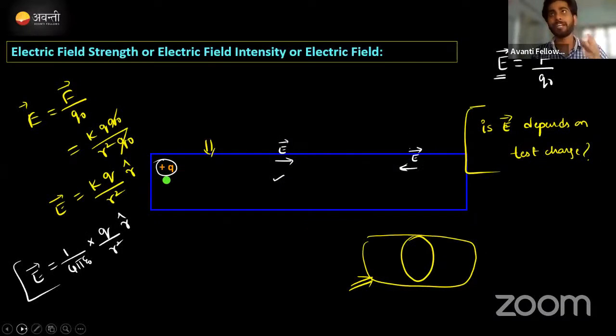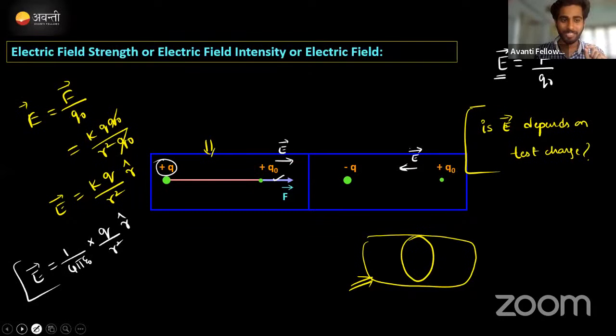For a positive charge, what is the direction of the electric field strength? I told you that the force acts in a direction, and in the same direction the electric field intensity will act. If a positive charge is there, we take a test charge Q naught. From a positive charge, electric field lines go away from the charge, means in this direction. The force acting on the test charge will be in the same direction, and the electric field direction is also the same. If it is a negative charge, the force on the test charge will be towards the negative charge, hence the electric field direction is also towards it.